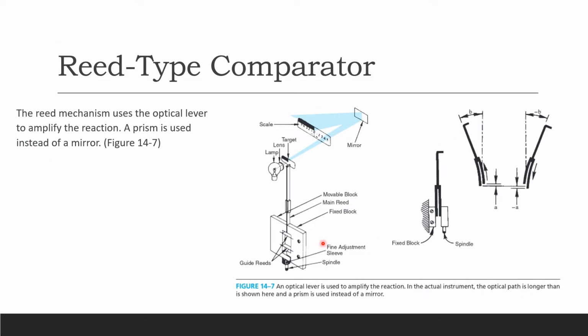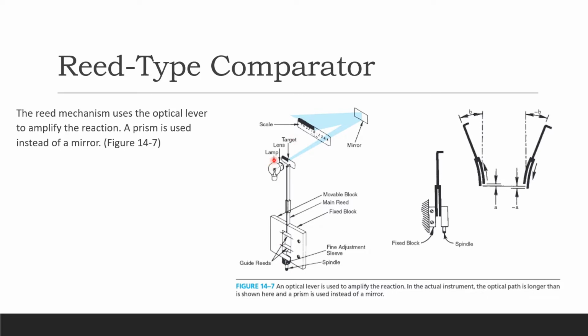So when you take a look at the figure, you're going to see the mechanical parts right there for the reed type comparator. You don't really have to know everything if you are able to understand. Here we have your main reed, and then we have a fixed block right there, and then we have a movable block right there, and then our spindle is down there. And that's for your fine adjustment. And here is your guide reeds.